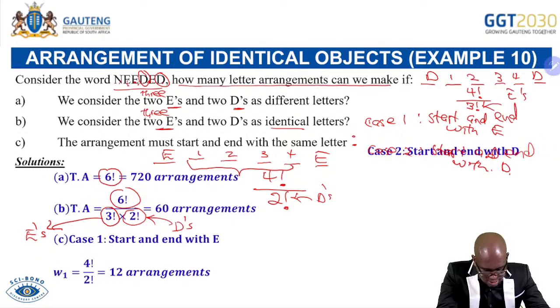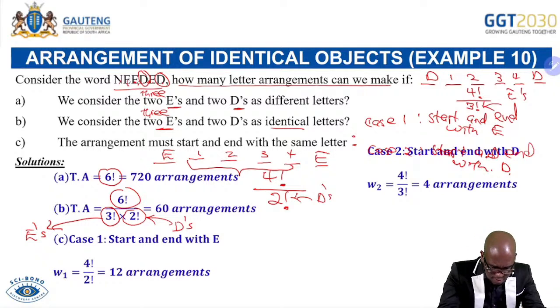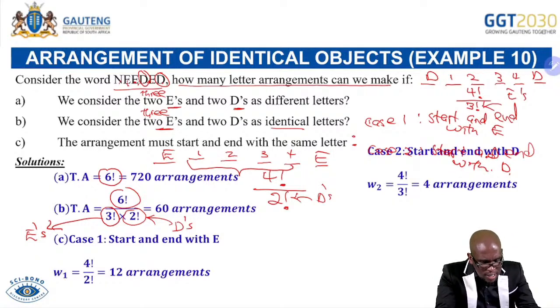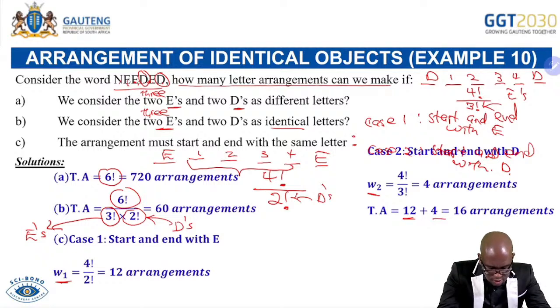Case 2, start and end with a D. So you see we have 4 factorial divided by 3 factorial. That gives us 4 arrangements. So to get the total arrangement, we will take word arrangement 1 plus word arrangement 2, which is 12 plus 4, which gives us 16 arrangements, like that.